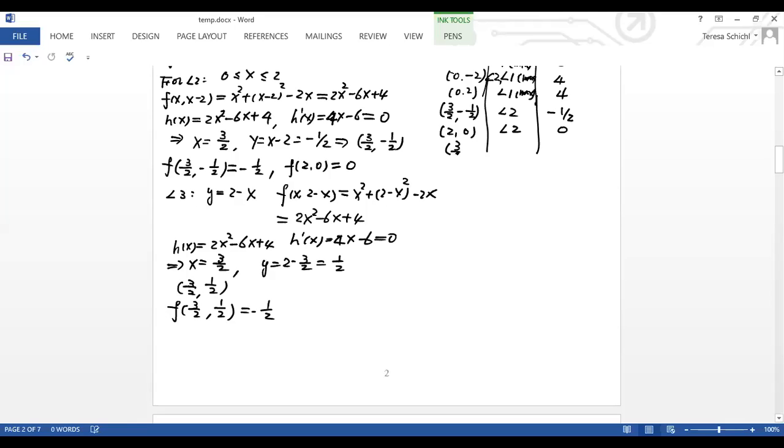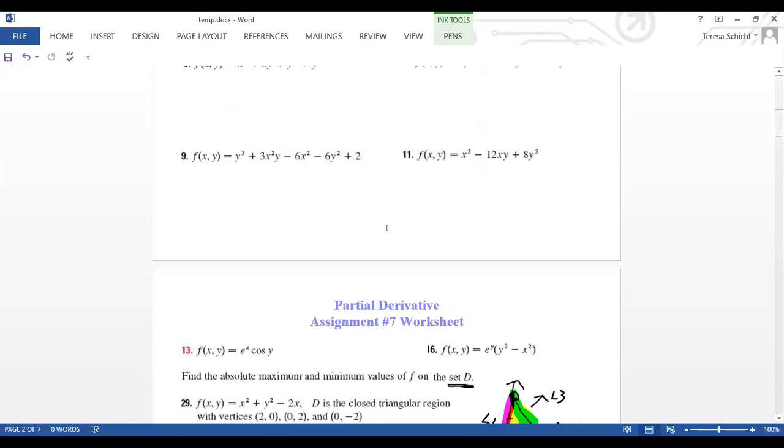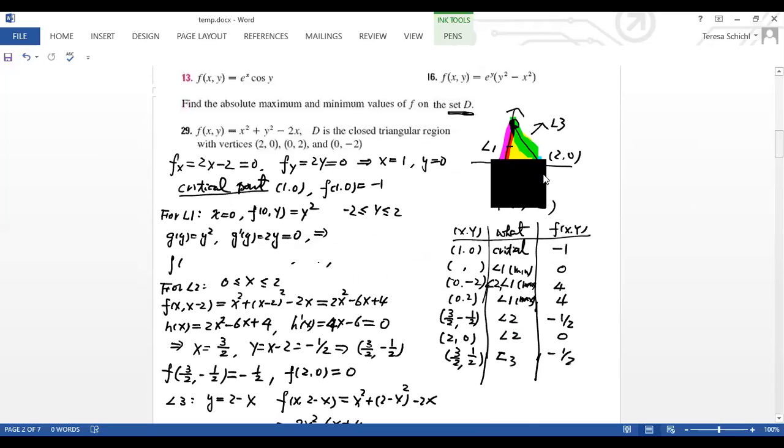This is 3/2, 1/2, which will give you negative 1/2 because this is on line 3 here. Okay, on line 3, if you take a look, the end point for line 3 will be 2, 0. We are already here, so you can add line 3 here, and 2, 0, you can add here. So we did not miss any points, right?